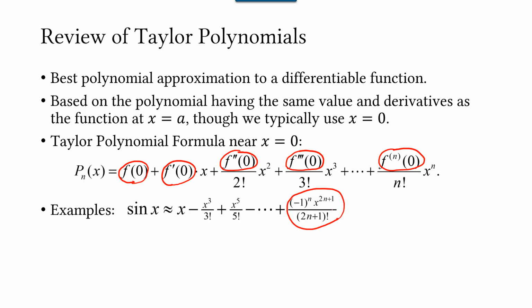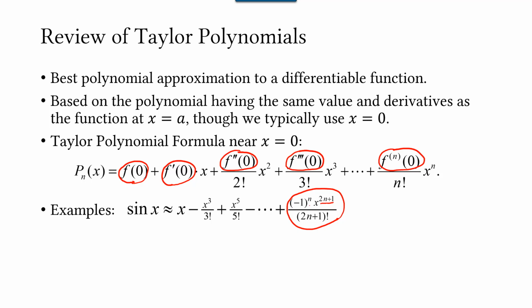And just to think about this a little bit, if we were to plug in any value for n, notice that the exponent stays odd. So if n were 0, we would get x to the first. If n were 1, we'd get x to the 2 plus 1, or x cubed. If n were 2, we get x to the fifth, and so on. Similarly, the factorial in the denominator matches that. So at n equals 0, we get 1 factorial, or 1. For n equals 1, we get 3 factorial, and so on.